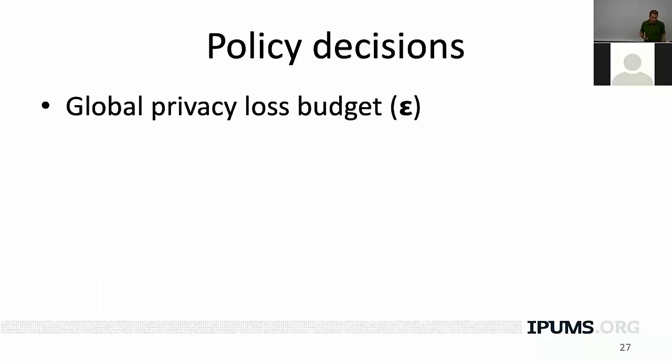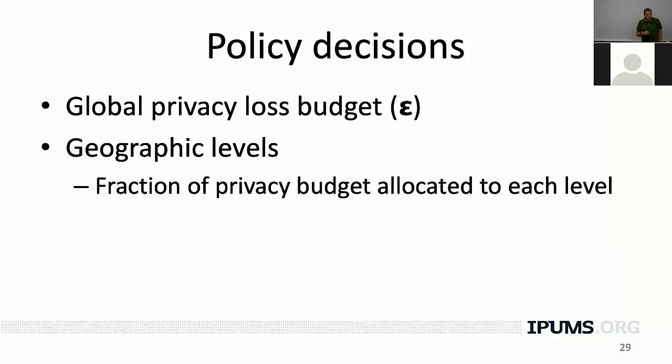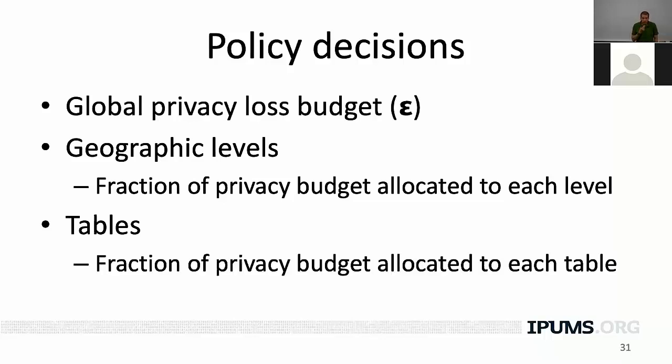There are four policy decisions that have to be made. They have to decide on the global privacy loss budget, the geographic levels to which they're going to allocate the privacy loss budget, and what fraction of the privacy loss budget they need to allocate to each of those geographic levels. They choose the tables that receive portions of the global privacy loss budget, and what fraction of that privacy budget is allocated to each of those tables.